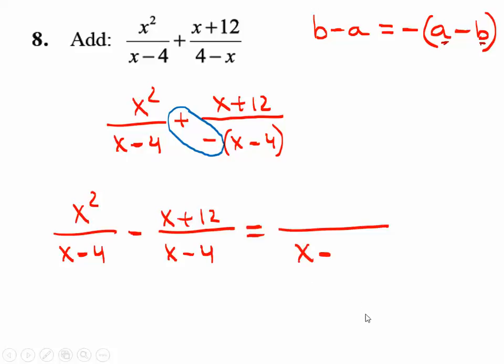Common denominator is x minus 4. So let's see, looks like x squared subtract, hey, nothing, huh? There's no x squared here, so it's just going to be x squared. So what's nothing subtract x? Okay, negative x. What's nothing subtract 12? Okay, minus 12 or negative 12, yep, and all yours to finish off the problem.